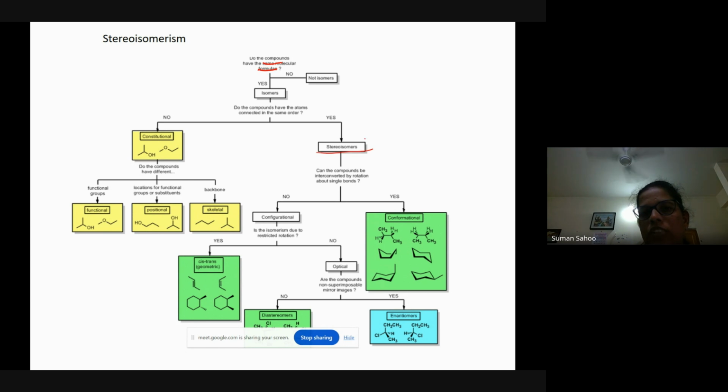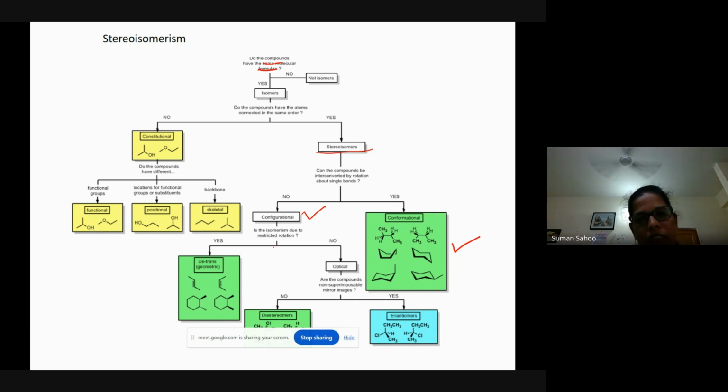Then again, among stereoisomers, can the compounds be interconverted? Meaning, one compound can be interconverted by rotation about single bonds. Then there comes our conformational isomerism. If one isomer cannot be interconverted to the other isomers by the rotation about single bonds, then there comes your configurational isomer. Again, this configurational isomer is of 2 types: one is your geometrical isomer, and one is your optical isomer.